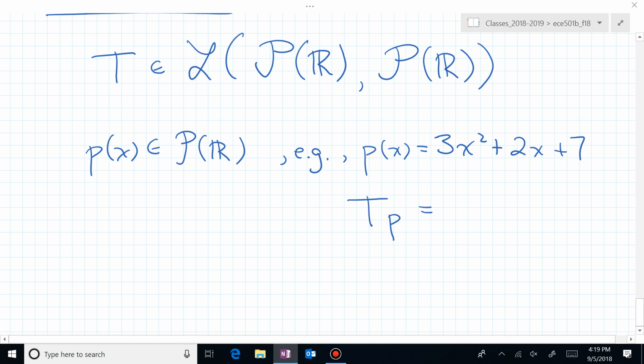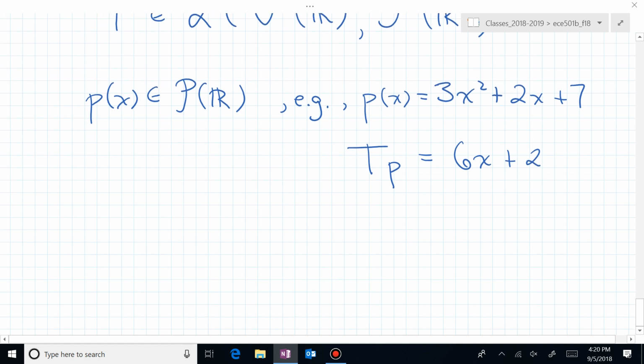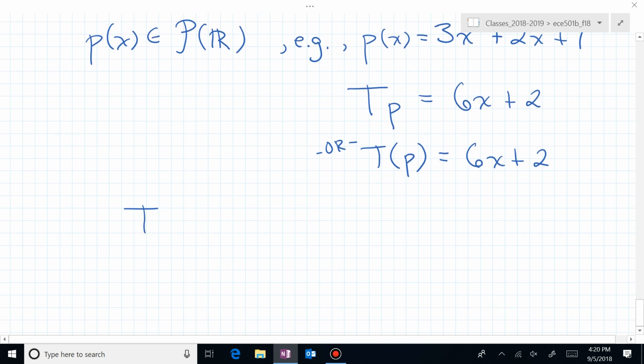That's our linear operator. Differentiation is a linear map. This now becomes 6x plus 2. Or I might write that as T of p. Either way, I have the same result. So really, T of p is p prime, where the prime is the derivative of p with respect to x in this case.